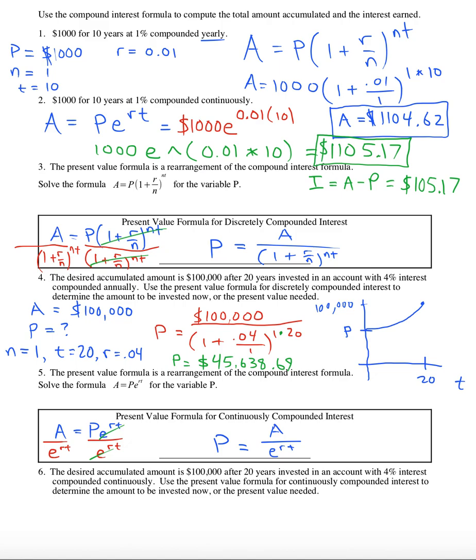Let's say the desired accumulated amount is $100,000 after 20 years invested in an account that earns 4% interest compounded continuously. Use the present value formula for continuously compounded interest to find the amount that should be invested today to achieve $100,000 in 20 years. So for this, A is 100,000. They're asking us for P, so we want to use this version of the formula. R is again 0.04 and T is 20. So let's plug in.